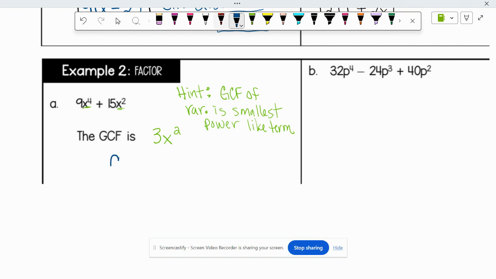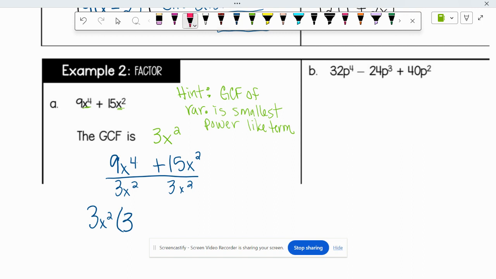So let's see. 9x to the 4th plus 15x squared. And I'm going to divide both of these by 3x squared. So I'm basically pulling out that factor of 3x squared. So I'm going to move it outside of my parenthesis. And I'm going to divide using the quotient rule. I know that 9 divided by 3 is 3. And I know that x to the 4th divided by x squared. What does the quotient rule say? What do I do?